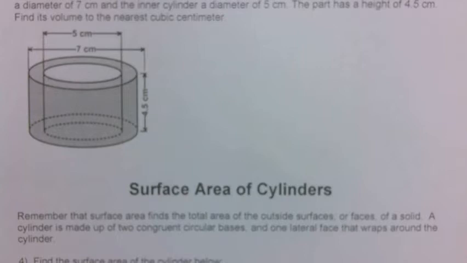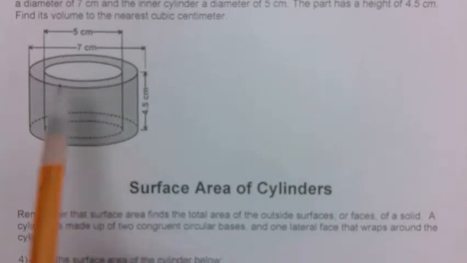Example 3 says a machine part is made from a cylinder bored out of another cylinder. The outer cylinder has a diameter of 7 centimeters and the inner cylinder has a diameter of 5 centimeters. The part has a height of 4.5 centimeters. Find its volume to the nearest cubic centimeter.